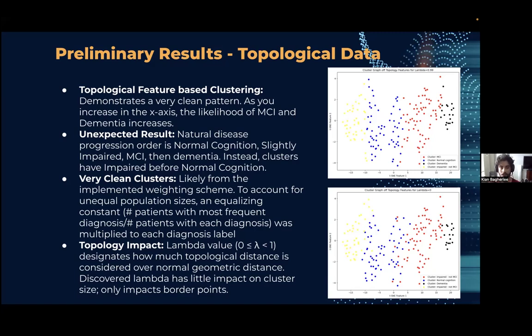However, what we did notice was an unexpected result. Normally the transition is normal cognition to being slightly impaired, with mild cognitive issues, and then dementia. However, the impaired cluster was to the left of the normal cognition before going on this normal path. So we're going to investigate this a little bit more and really see why such an issue is being shown.